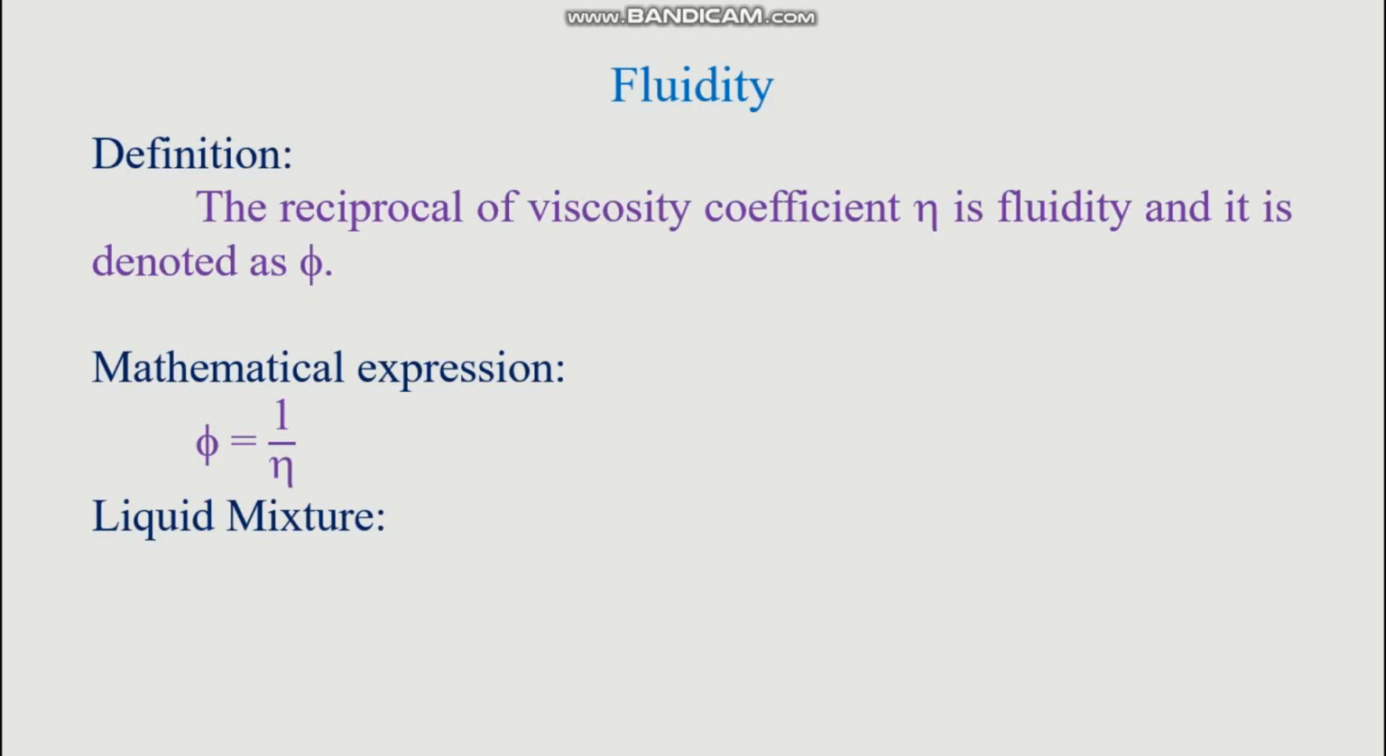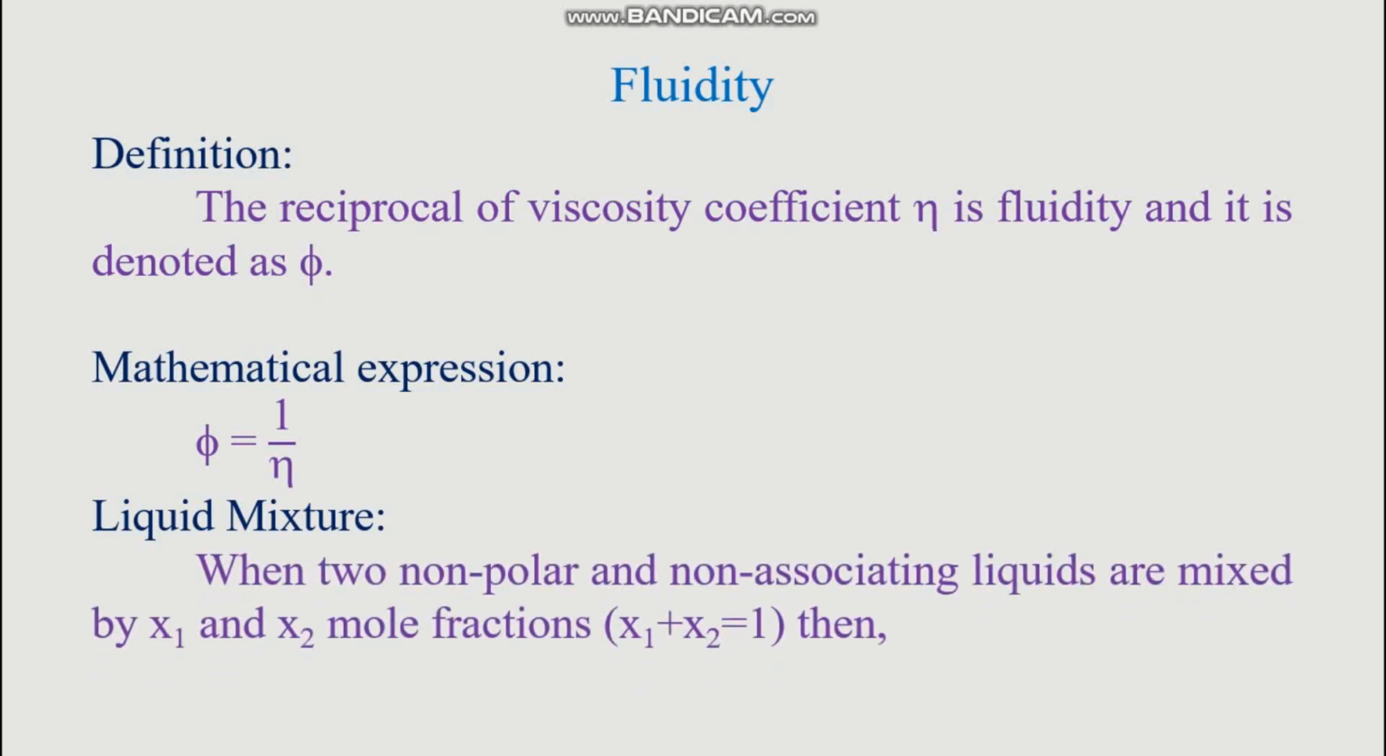Now if you have two liquid mixtures, the liquids must be non-polar and non-associating liquids. In that case they are present in amounts given by their mole fractions x1 and x2, so that x1 plus x2 equals 1. Then their combined fluidity phi must follow equation number 11, which is log phi equals x1 log phi 1 plus x2 log phi 2.